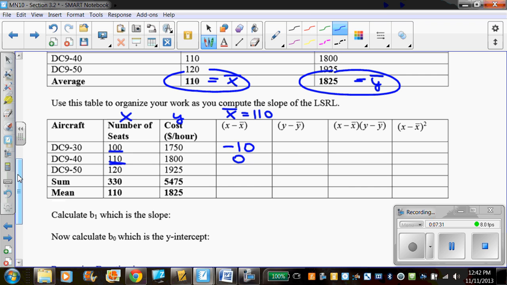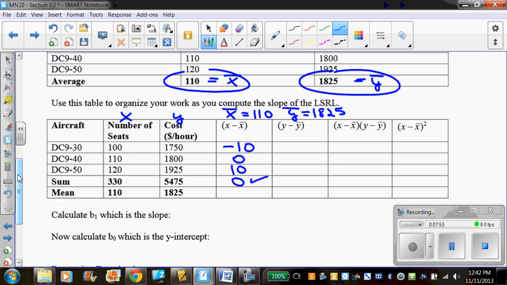120 minus 110 is going to give me 10. The sum, which comes all the way across, is going to be 0. I'm just making sure you guys see where things are coming from. And by the way, the sum here of 0 is a good thing. Now, the Y bar, it's just on the top there, but I'm going to bring it down here so we have it right next to us.